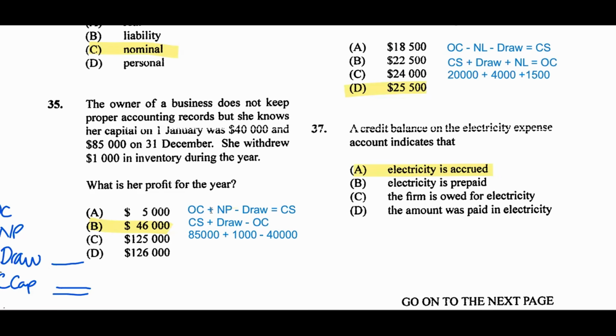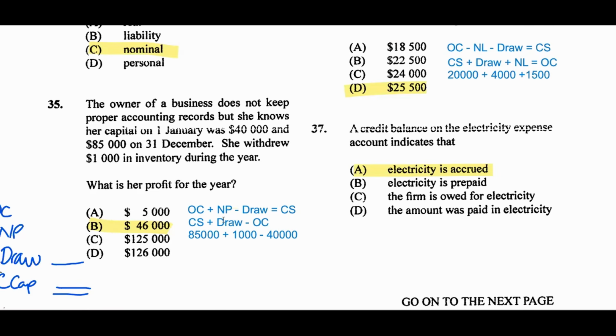Now, opening capital, add net profit, less drawings will give us closing capital. We all know that from our balance sheet. Opening capital plus net profit, less drawings equals closing capital. But what figures do we have? Well, in this case, we do have the closing capital, we have the drawings, and we have the opening capital. We need to work with the profit.